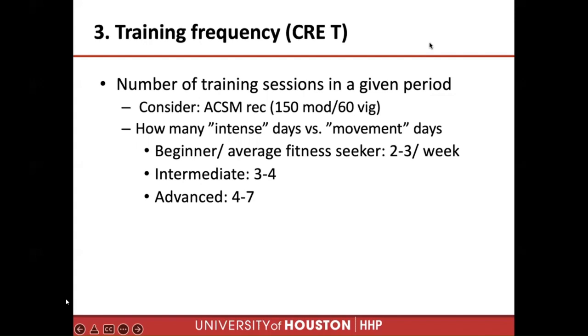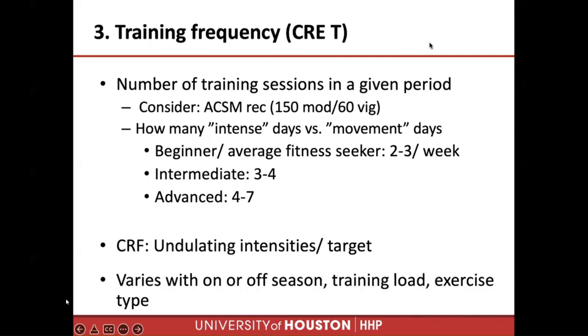The same thing, beginner average fitness seeker start 2 to 3 days a week, work up to 3 to 4 days a week, and hopefully as the person gains fitness, we can work them towards 4 to 7 days a week. That's our goal, right? ACSM says a moderate intensity, at least 5 days a week. And again, we're going to have undulating intensities and target based on the goal for them. Especially if we're talking about somebody who is training for something, the training frequency is going to vary whether they're on or off season, what the training load is, what the exercise type is.